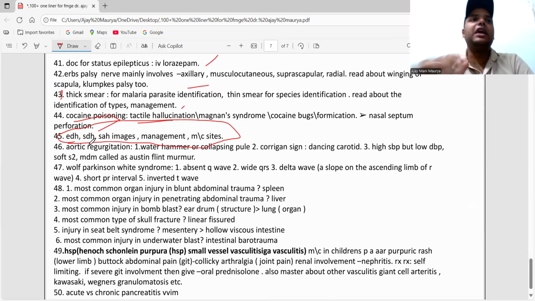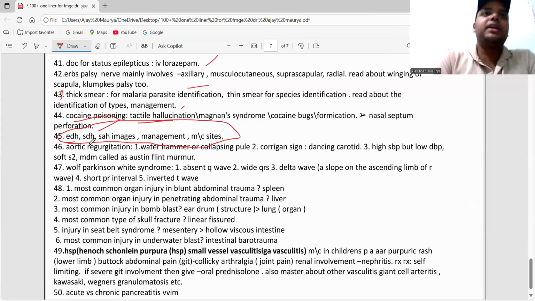Next one is aortic regurgitation. Try to remember the types of murmurs. I already made good notes about all the types of murmurs. The most important is aortic regurgitation. You'll see water hammer or collapsing pulse, the Corrigan sign, dancing carotid, high SBP but low DBP. Now, the soft S2 and mid-diastolic murmur is called Austin Flint murmur. Try to remember others also.